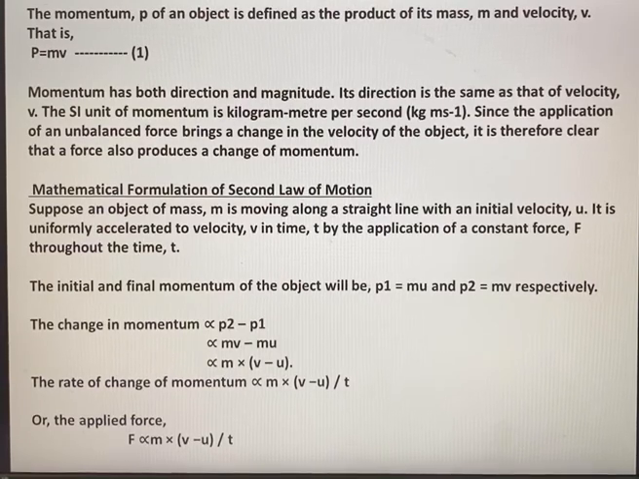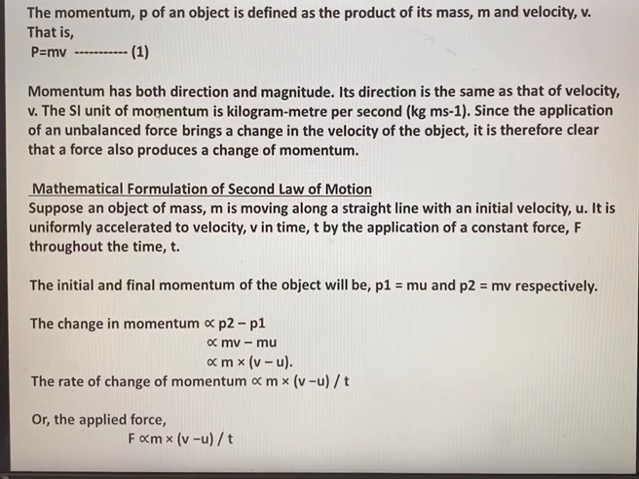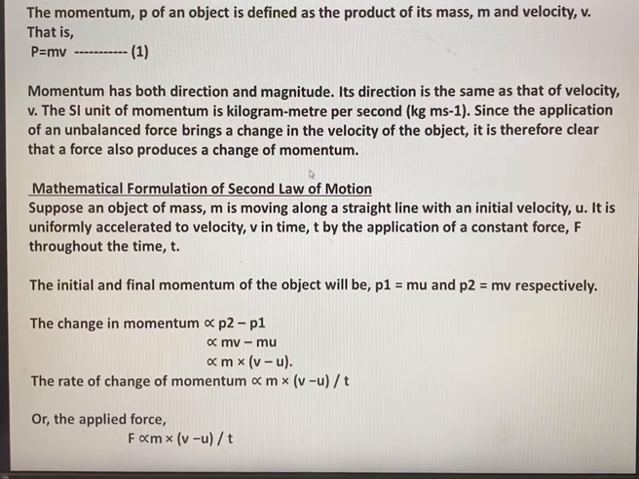The momentum, that means the P of an object, is defined as the product of its mass m and velocity v, that is P equals mv, we all know. Momentum has both direction and magnitude. Its direction is the same as that of velocity v. The SI unit of momentum is, we all know, kilogram meter per second. Since the application of an unbalanced force brings a change in the velocity of the object, it is therefore clear that a force also produces a change of momentum.